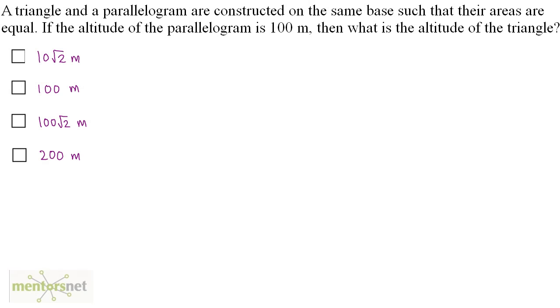A triangle and a parallelogram are constructed on the same base such that their areas are equal. If the altitude of the parallelogram is 100 meters, then what is the altitude of the triangle? So you have a parallelogram and a triangle having the same base, and you have been given the height of the parallelogram. Let us assume that the base of both of these is B, and let the height of the triangle be H. So we have been given that the area of the triangle is equal to the area of the parallelogram.